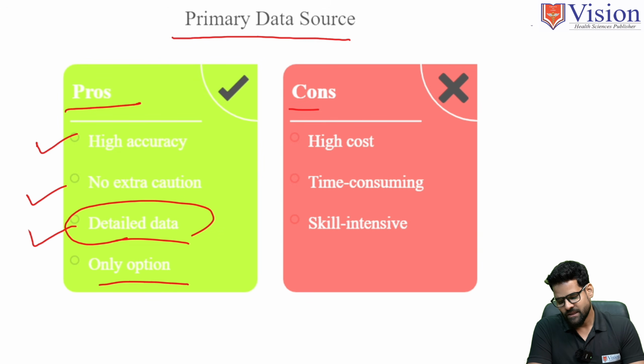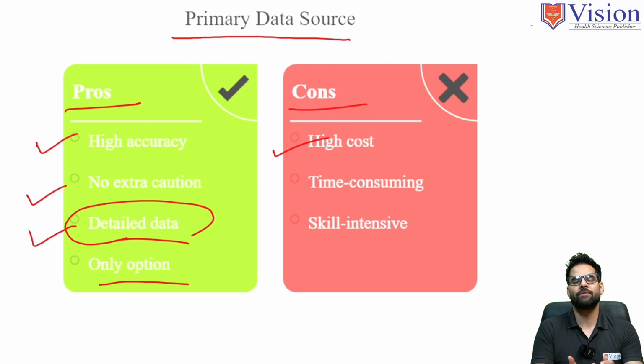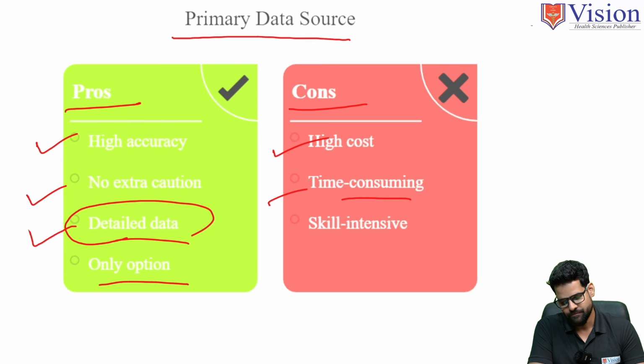Okay, what are the cons for this? Disadvantages? Sometimes it's a high cost. If I look for primary sources, it may be very expensive. For example, if I wanted to see the attendance of students in a class, I have 2 sources. Primary source, I go and observe the students in a class. Second source, I can just see the attendance register maintained by the college. Okay, so that would be easier for me, right? It is also time consuming sometimes and skill intensive.